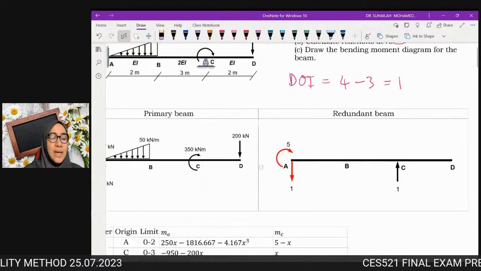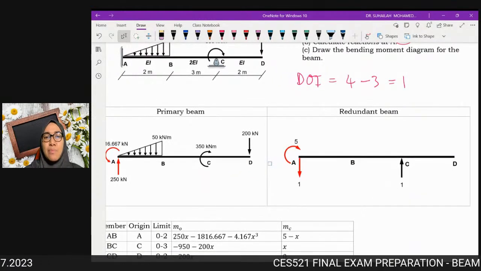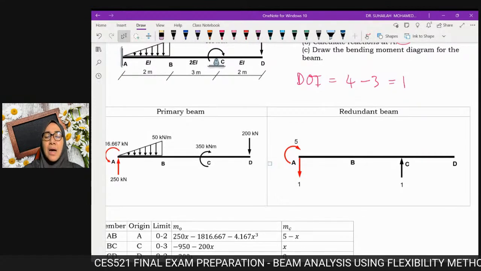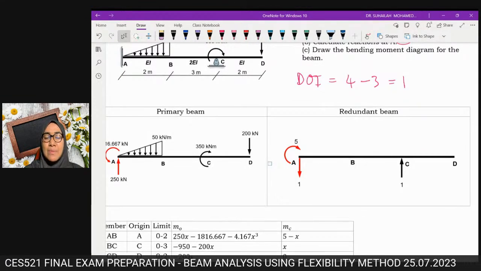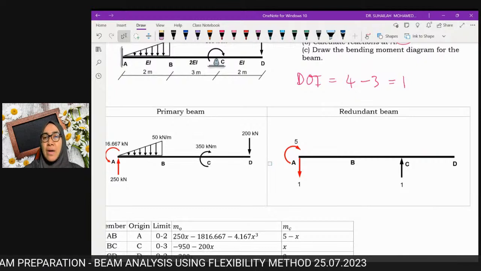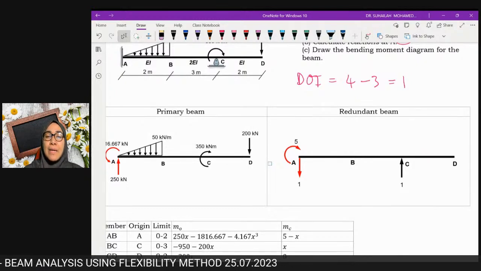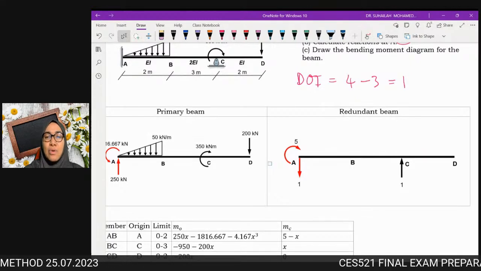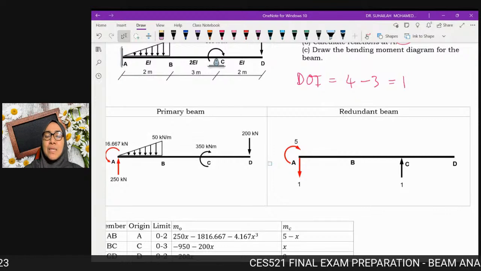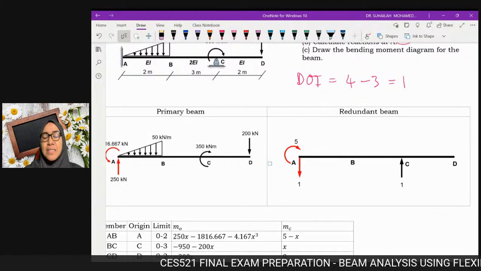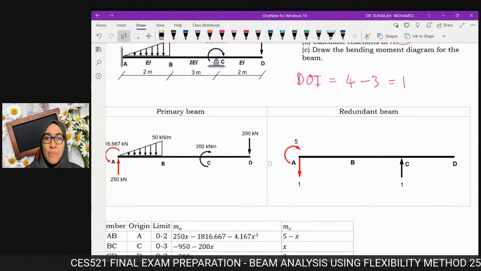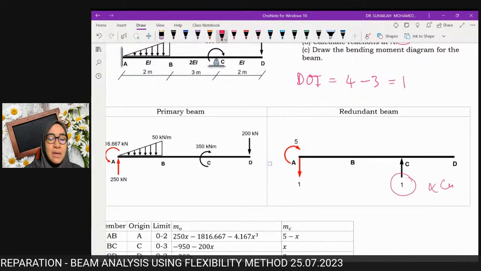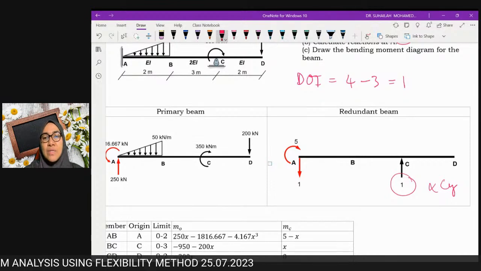So we can see that there are two systems. One is called the primary beam, and the other is called the redundant beam. Both are cantilever beams subjected to different types of loading. The primary beam is a determinate beam subjected to all external loading, and the redundant beam is a system subjected to a unit value of Cy.